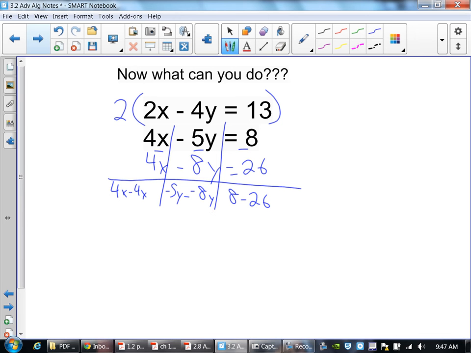The 4x's go away. That becomes 3y. And what is that? Negative 18. Y, therefore, is negative 6. Then all you have to do is substitute that back in to solve for x. Will it matter which equation you use? No, not at all. It makes no difference. So I'll just use the second one this time.